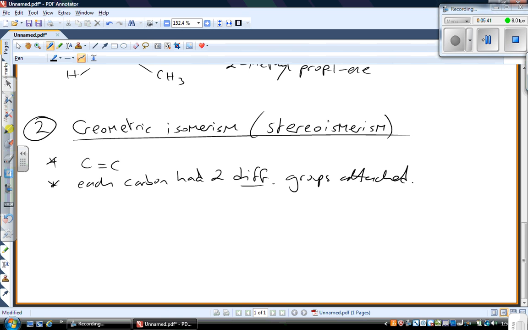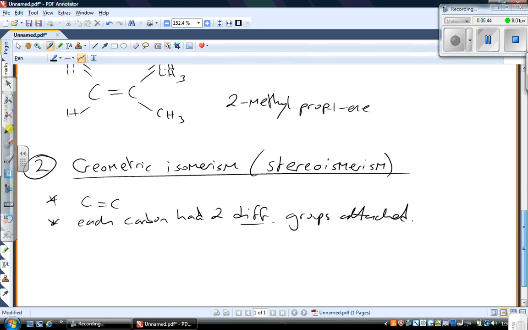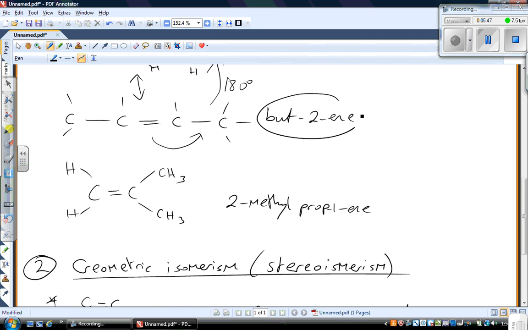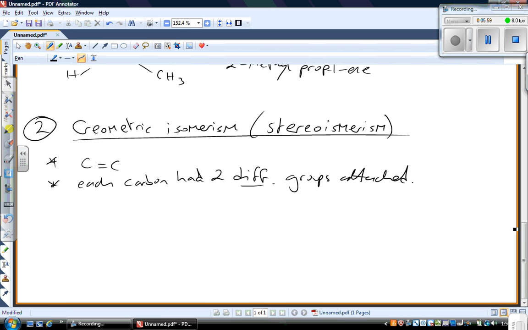So if we take a look at one example, we refer back to the but-2-ene molecule we had here. The but-2-ene molecule has to have two different side chains on it. So but-2-ene is going to have a methyl group on one of the carbons, and then also a methyl group here. But this is okay because each of the carbons individually have two different groups.